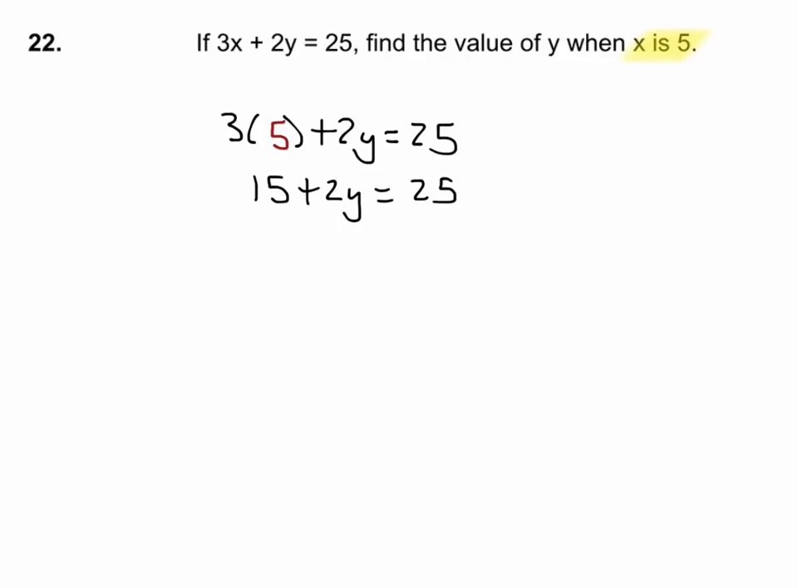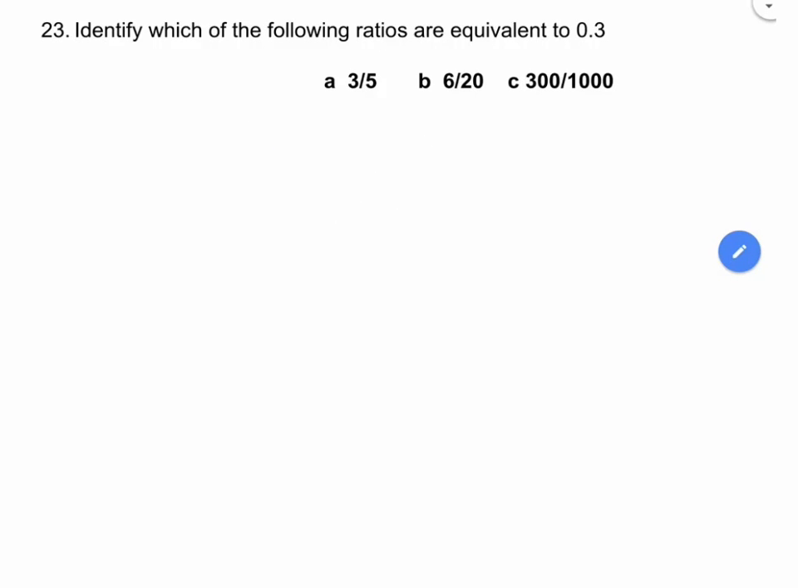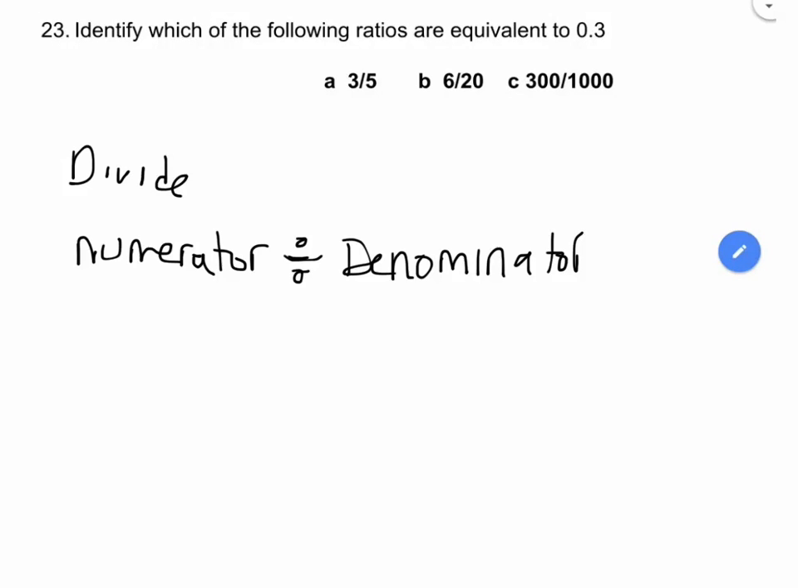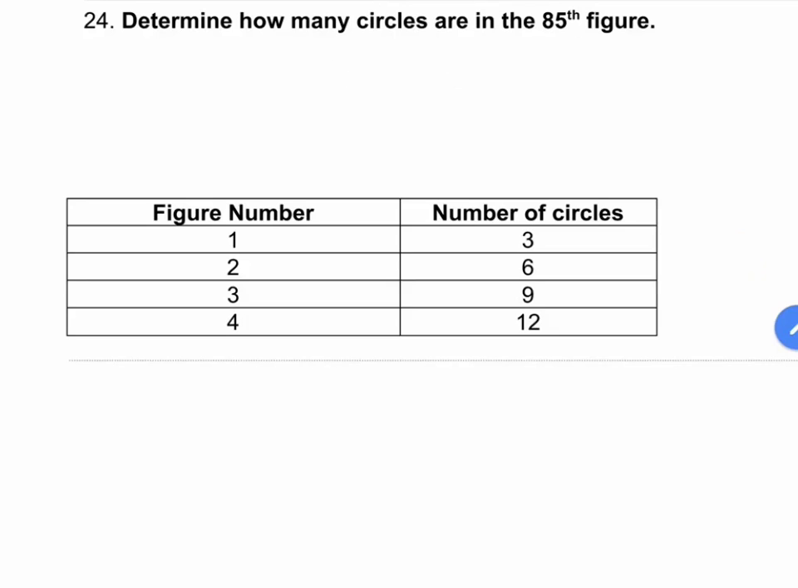Alright, so now you're going to solve it the regular way. Okay. Divide. So to do this, divide. Numerator divided by denominator. Okay? That's all you have to do to see it as a decimal.